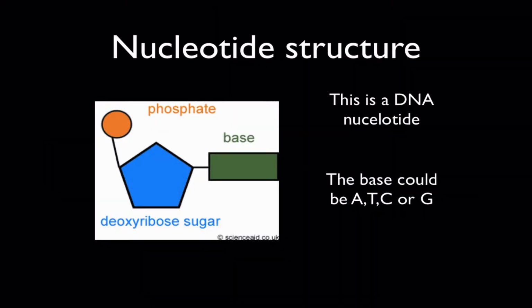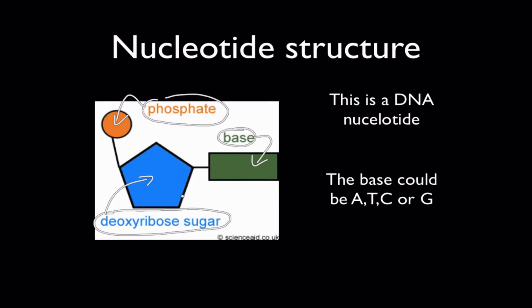Now, here is the structure of a DNA or an RNA nucleotide. And if you look here, there are three parts. You have what's called a phosphate group, represented here by a circle. You have a deoxyribose sugar, represented here by a pentagon. And you have a nitrogen base, represented here by a square. Now, because the sugar here is deoxyribose, this is a DNA nucleotide. And what makes it a DNA nucleotide is it contains deoxyribose. So that's what the D stands for.